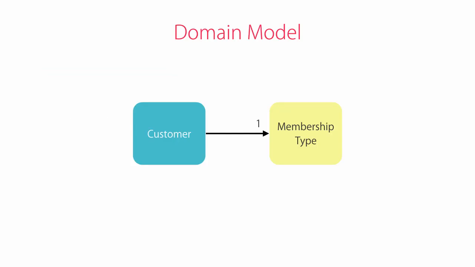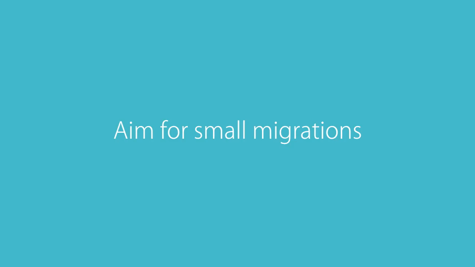To model this, we need a new class called membership type with properties like sign up fee, duration, and discount rate. Each customer should have one and only one membership type. Now, when it comes to implementing this using the code first workflow, instead of making all these changes in one go like Big Bang, we should make small changes, create a migration, and run it on the database. With a Big Bang migration, you increase the risk of things going wrong. And that's one of the reasons many developers who try code first workflow fail.